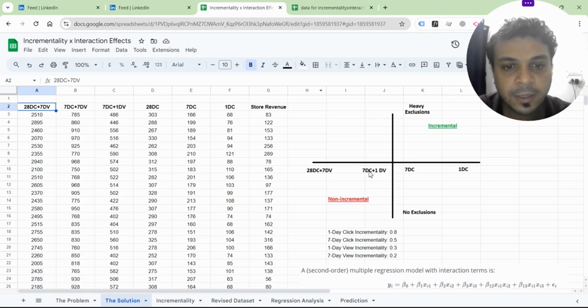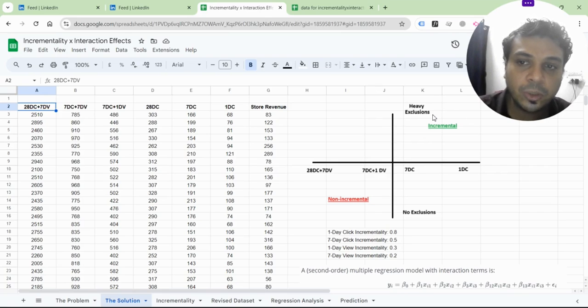It's a very common practice. So once you've done that, you're really now left with just tackling the problem of incorporating incrementality into this regression model. And the way to do it is not actually very straightforward.